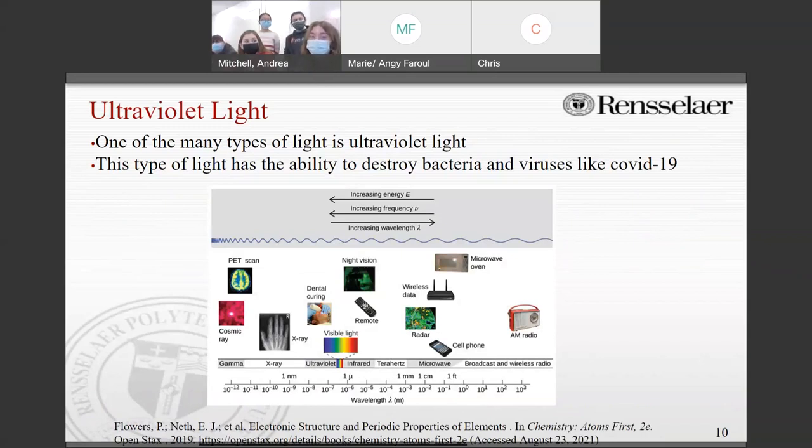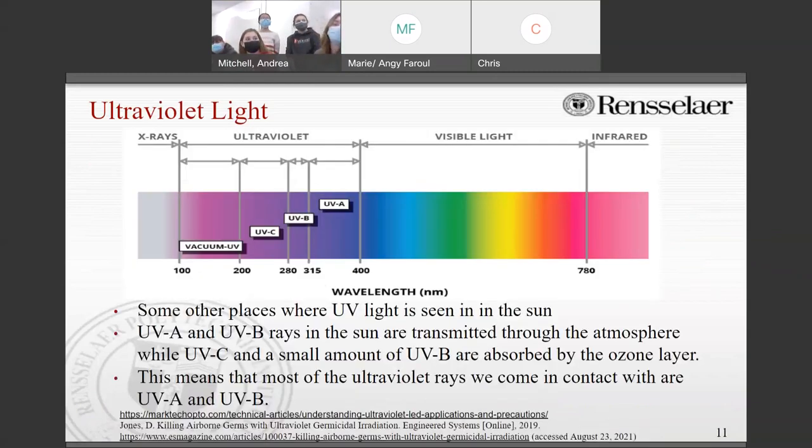Besides bleach, ultraviolet light can also be used to destroy viruses and bacteria and work against fighting infections. Some places you see UV light is in the sun. UVA and UVB rays come from the sun and are transmitted through the atmosphere, unlike UVC and some UVB, which are absorbed by the ozone layer. This means that most of the ultraviolet rays that we come in contact with are UVA and UVB.